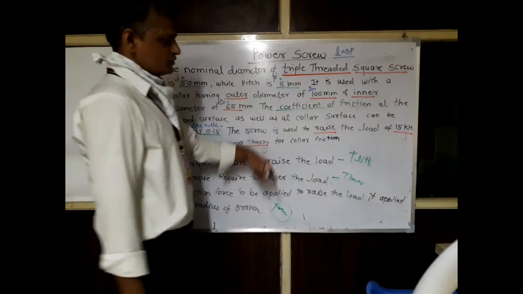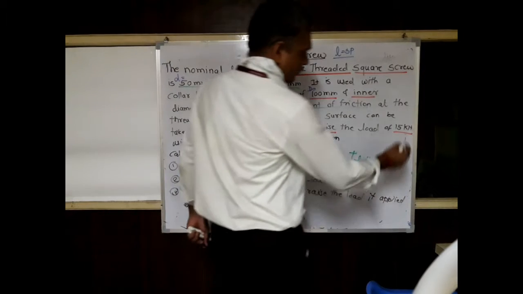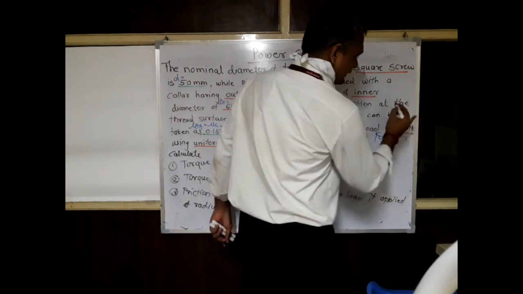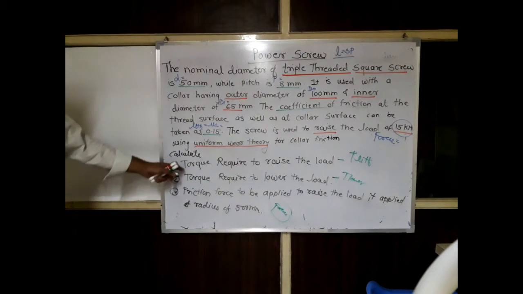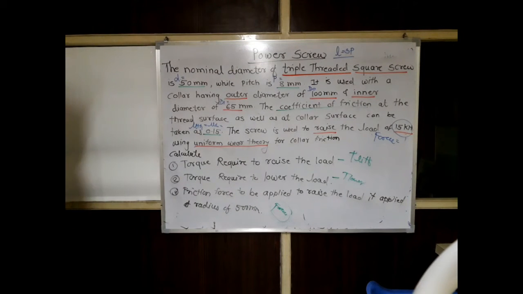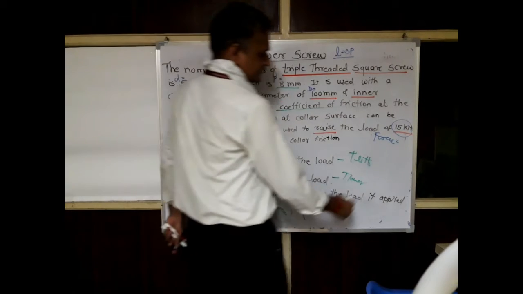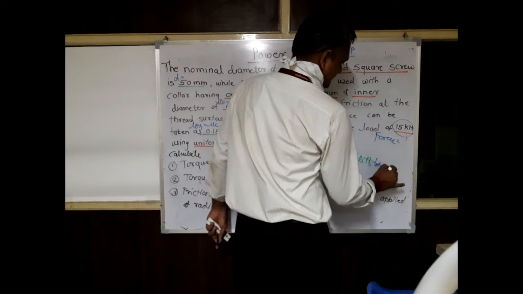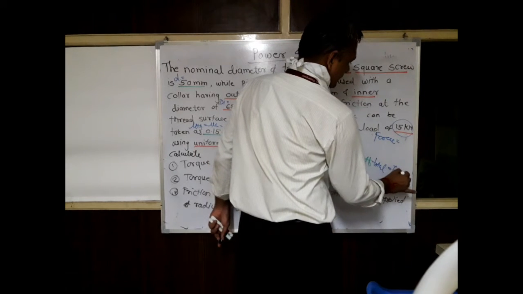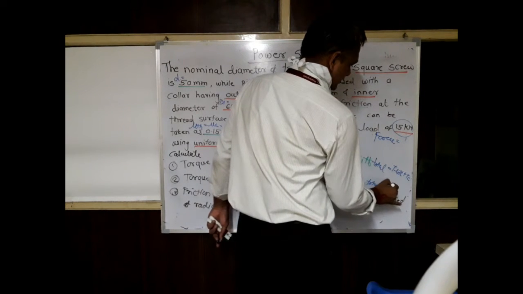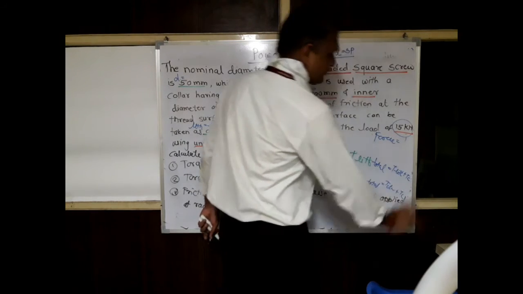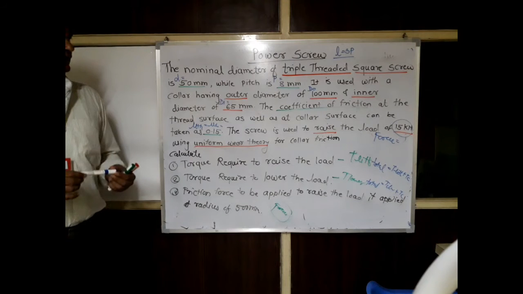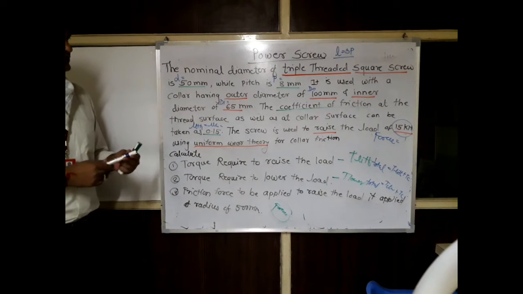The screw is used to raise the load. Force to be lifted is equal to 15 kilonewton. Then torque required to raise the load, torque required to lower the load. Actually we want to find out the total of these, that means T lift plus T of collar, and T lower plus T of collar. Now we want to solve this numerical. We'll solve step by step.